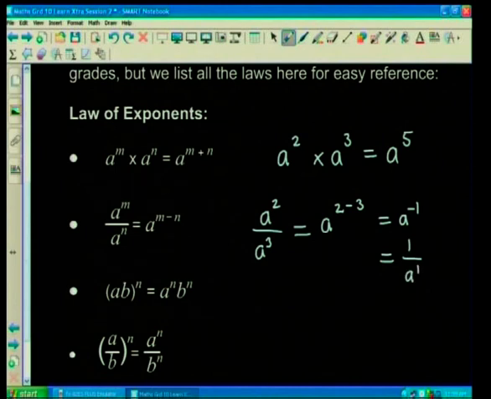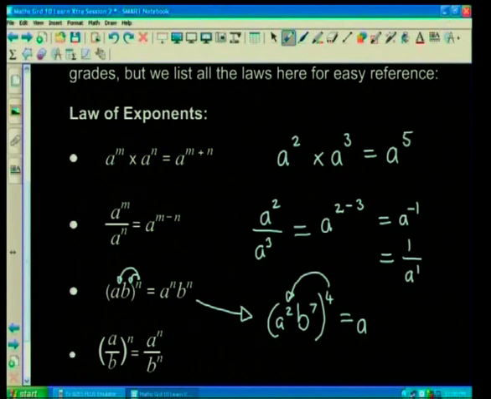Let's move on. a times b in brackets to the power of n. The n is multiplied by both of the exponents on the inside of the bracket. Now I'm going to change this a little and turn it into a to the power of 2, b to the power of 7, all to the power of 4. This means that the 4 is going to multiply by the 2, and I'm going to have a to the power of 8. And the 4 will multiply by the 7, giving me b to the power of 28.